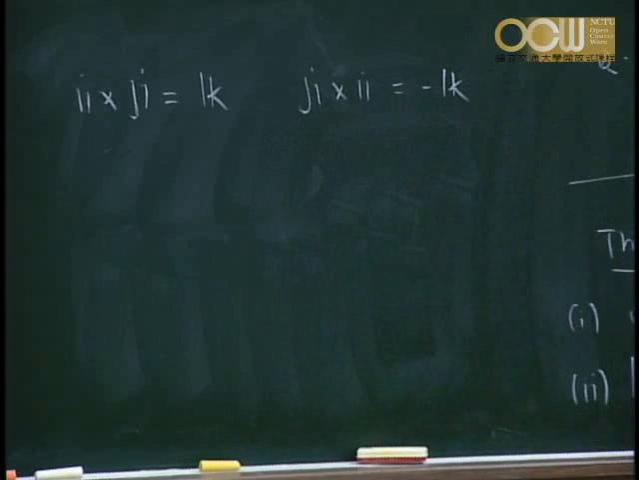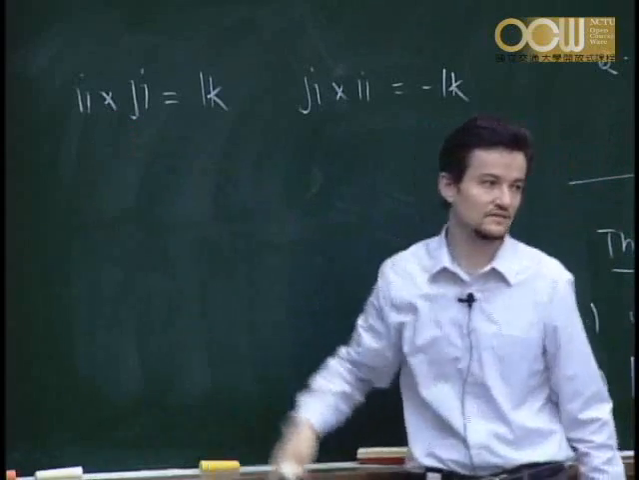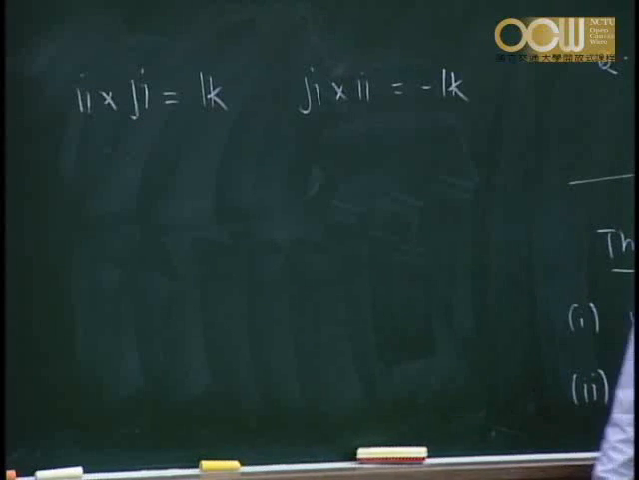Which means that this is already not very convenient, because this operation does not satisfy the rule that i times j is equal to j times i. It's not satisfied. Also, the associative law is not satisfied.